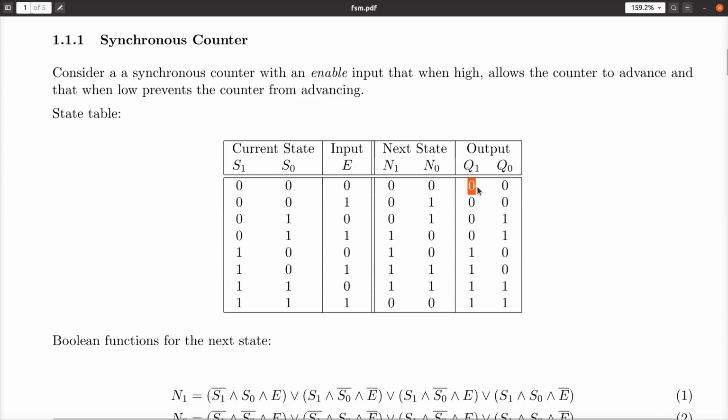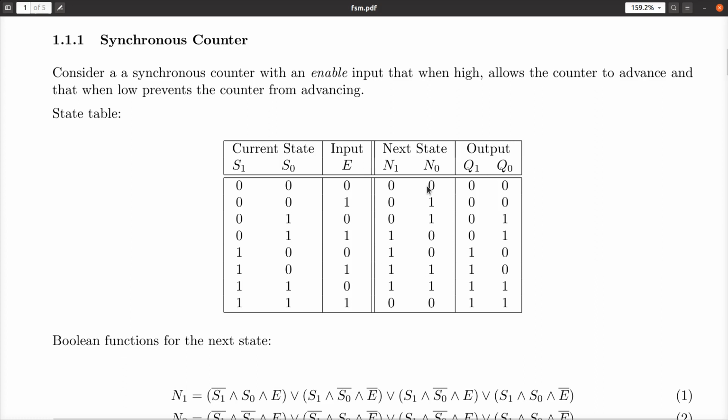You can clearly see that Q1 and Q0 equal S1 and S0 in the case where we're just dealing with a simple counter. Okay, so let's focus then on this next state over here. If the current state is 0, 0, and the counter is not enabled, then the next state will be 0, 0, and that makes sense.